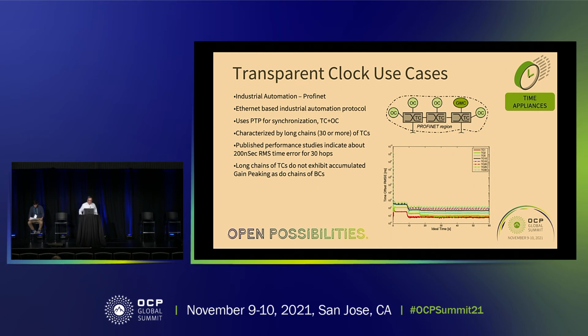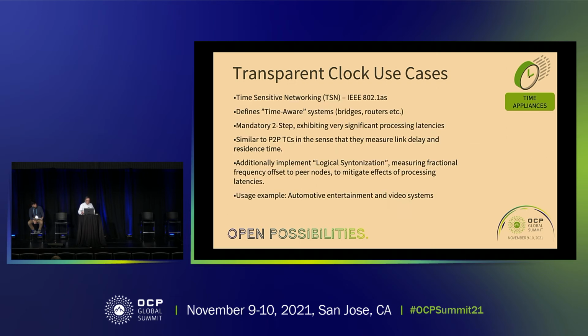One of the advantages of long chains of transparent clocks versus long chains of boundary clocks is the fact that transparent clocks don't accumulate wander via the mechanism of gain peaking. If you are familiar with the ITU work, one of the big concerns having to do with deployment of long chains of boundary clocks has to do with the control of gain peaking so that you don't accumulate wander across the chain, and TCs don't have that problem. So that's why it's very convenient when you're considering long chains.